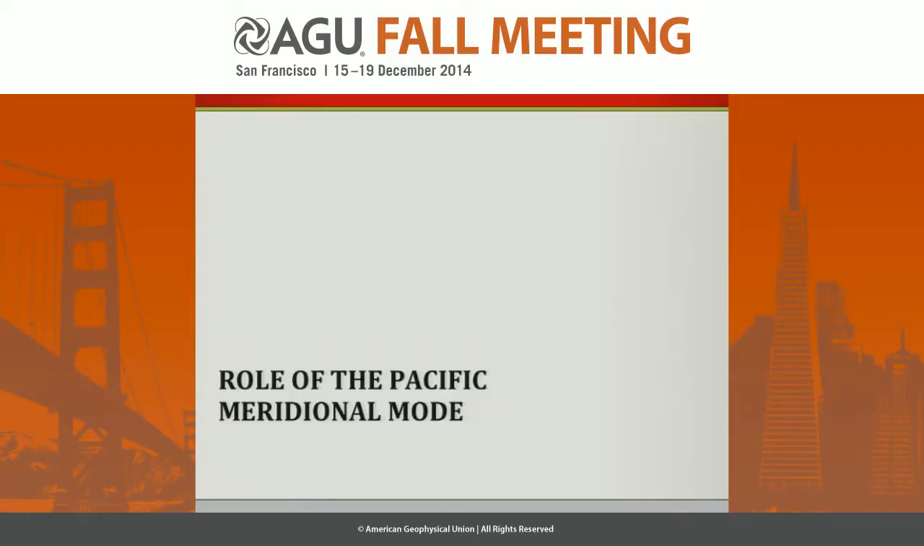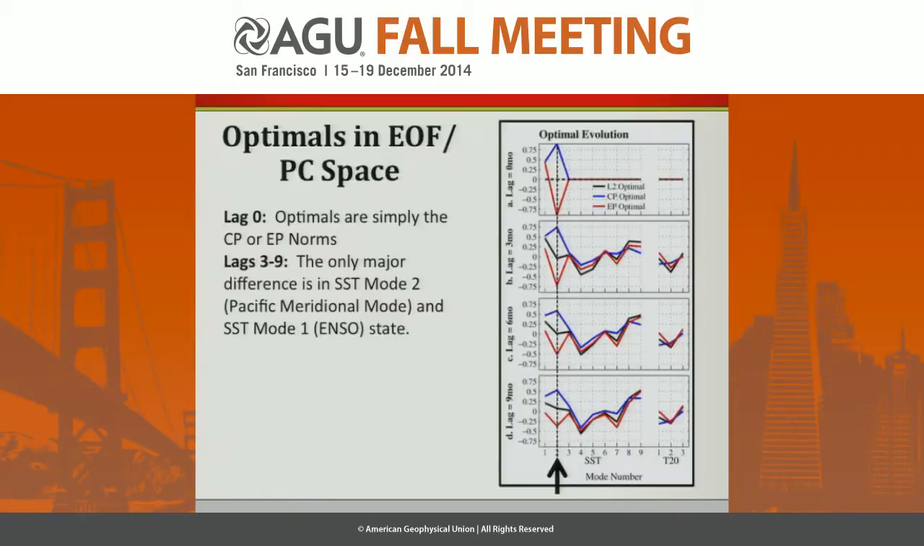So remember that the second EOF... what I'm showing now is the amplitude of each one of the modes and their contribution to the optimal structures at given lags. So at lag 0, if you want to grow something with no lag, then you start off with what you're trying to grow, right? So this just recovers the norm itself.